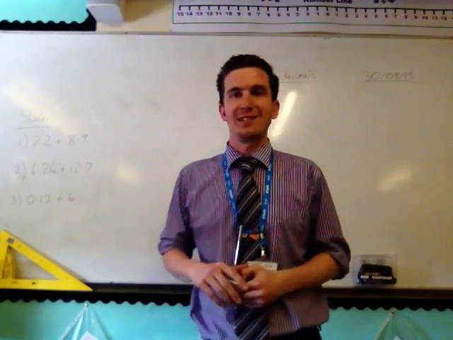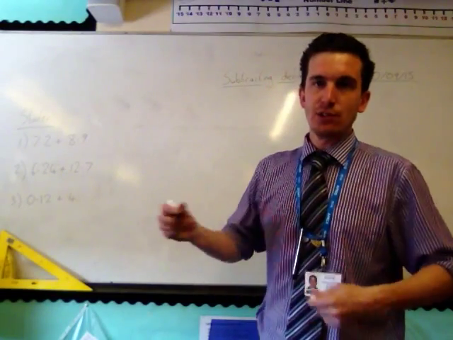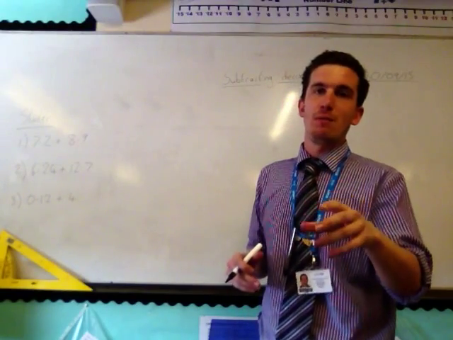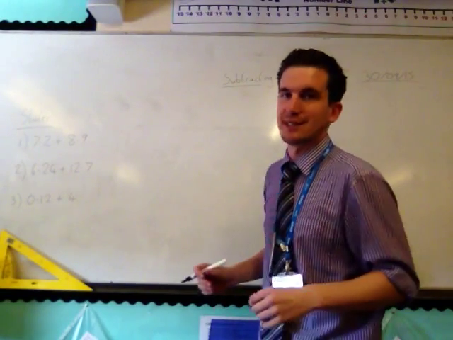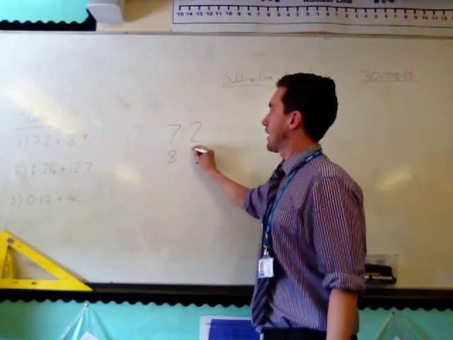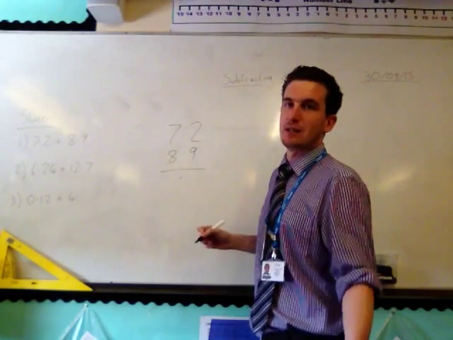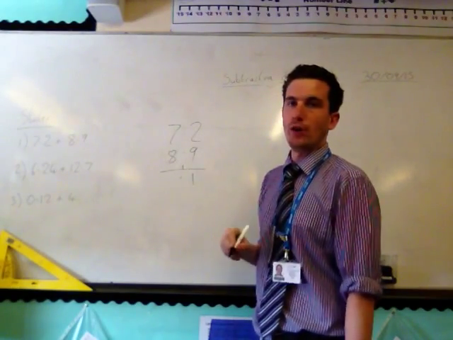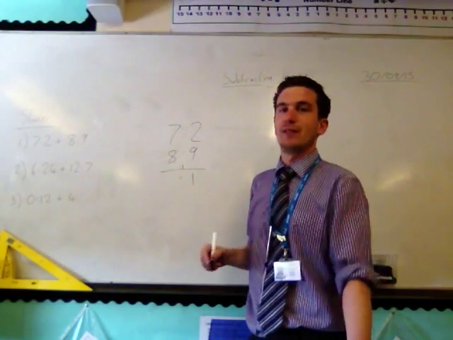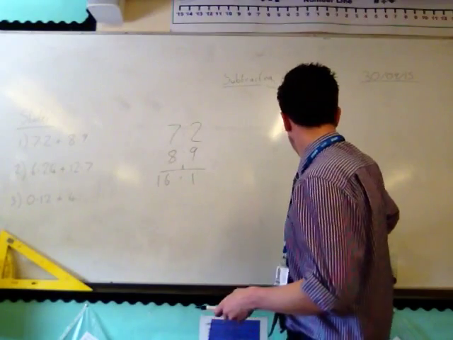Alright, let's go through the answers then. Hopefully that worked and you did actually pause me. So, answers. We got 7.2 add 8.9. Remember, we talked about putting the decimal in the same place. 7.2, 8.9, decimal in the same place. 2 and 9, 11, carry the 1. I know some of you put it in a different place. And then 7 add 8, 15, add the 1. 16.1 for the first one.